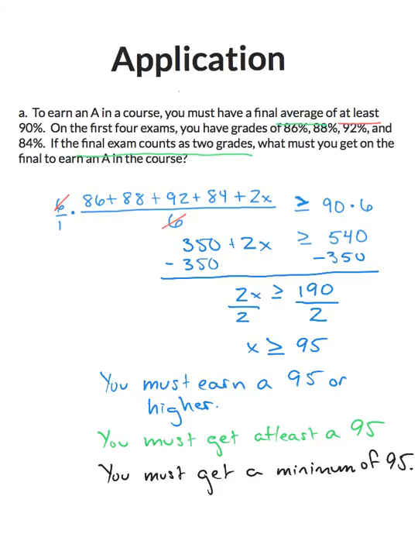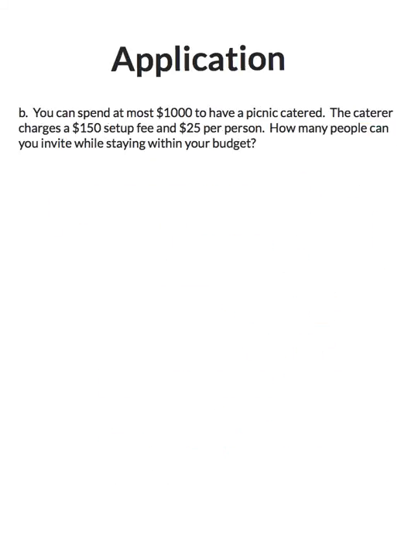Okay, so that takes care of that problem. One more. If we look at application B, it says you can spend at most $1,000 to have a picnic catered. The caterer charges a $150 setup fee and $25 per person. How many people can you invite while staying within your budget?